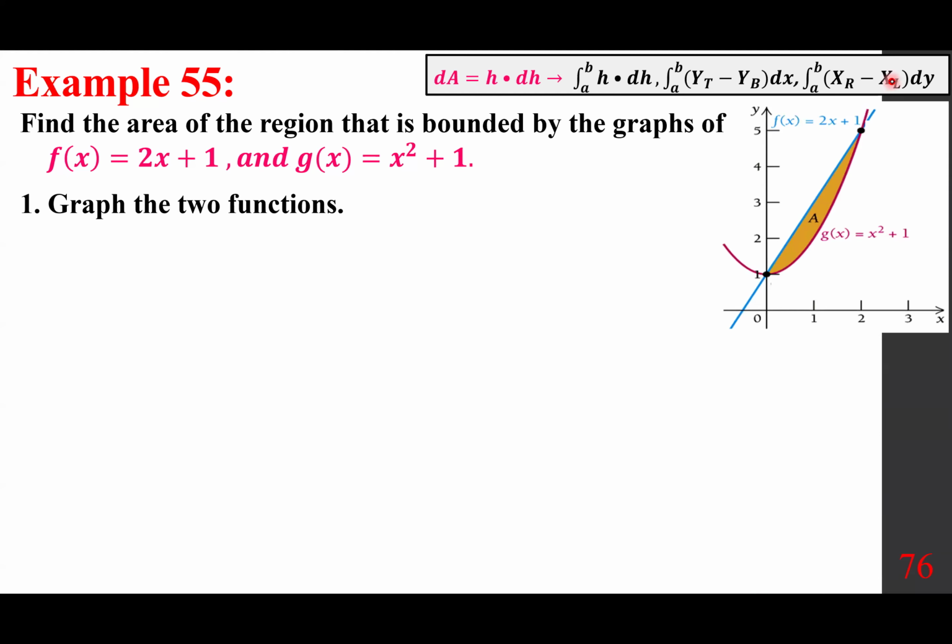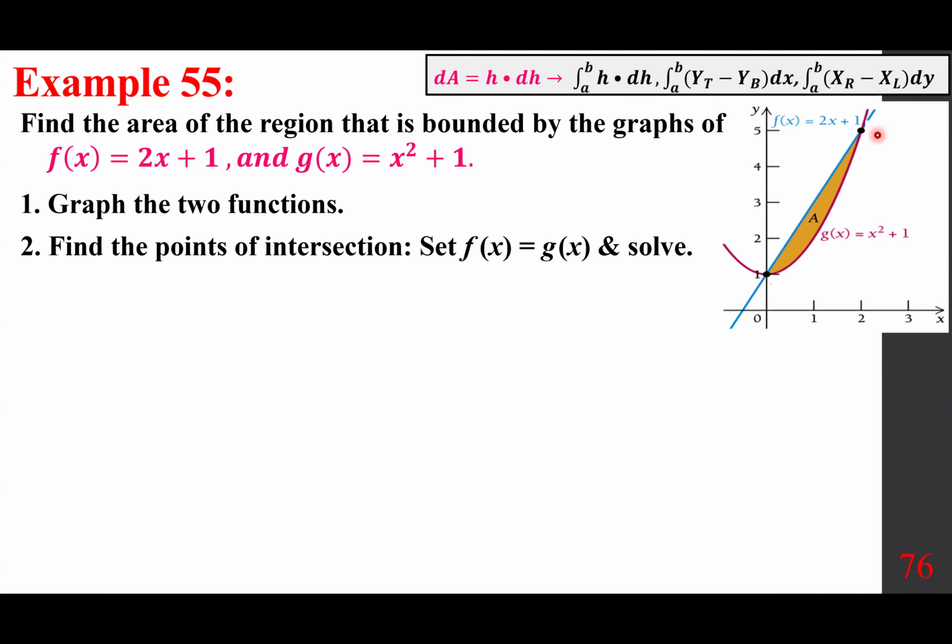So number one, graph them. Number two, going to find point of intersection. In essence, it's given, but let's just see the process. Set f of x equals g of x. So set the two equal.